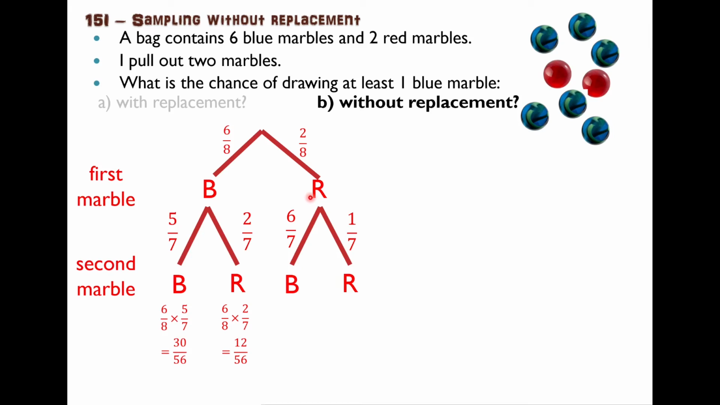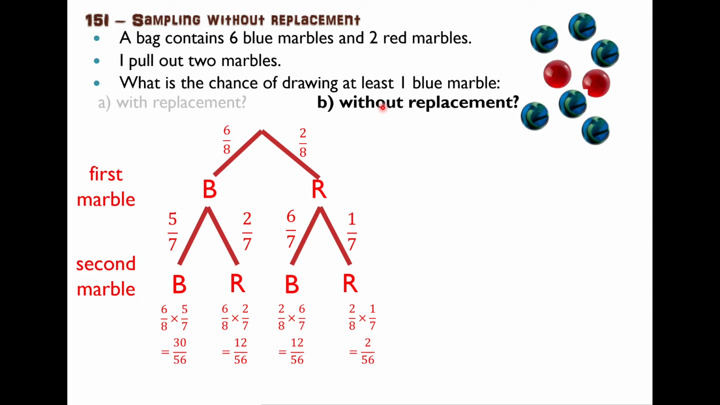What about the chance that you get a red and then a blue? Well, we can do the same trick. 2 out of 8 times 6 out of 7 is 12 out of 56. And finally, the chance of getting a red and then a red is 2 out of 8 times 1 out of 7, which is 2 out of 56. Very, very unlikely that you will get a red and then another red.